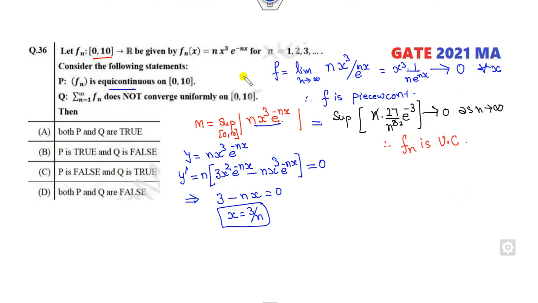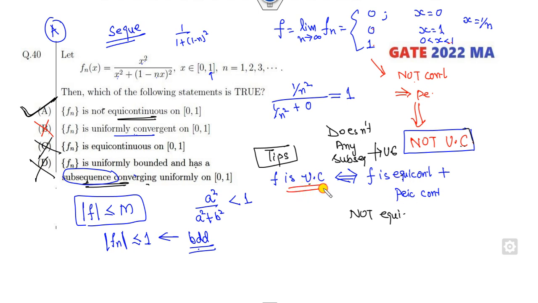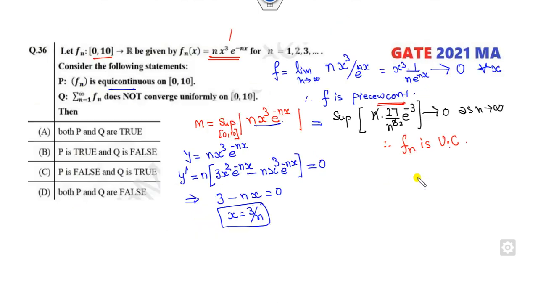Fine. Also, you can see it is piecewise continuous. So what is the remark? As I told you, uniform convergent implies equicontinuous, and uniform continuous implies equicontinuous plus piecewise continuous. So this has already happened, which means equicontinuous is the correct statement. So P is true, and Q is false.